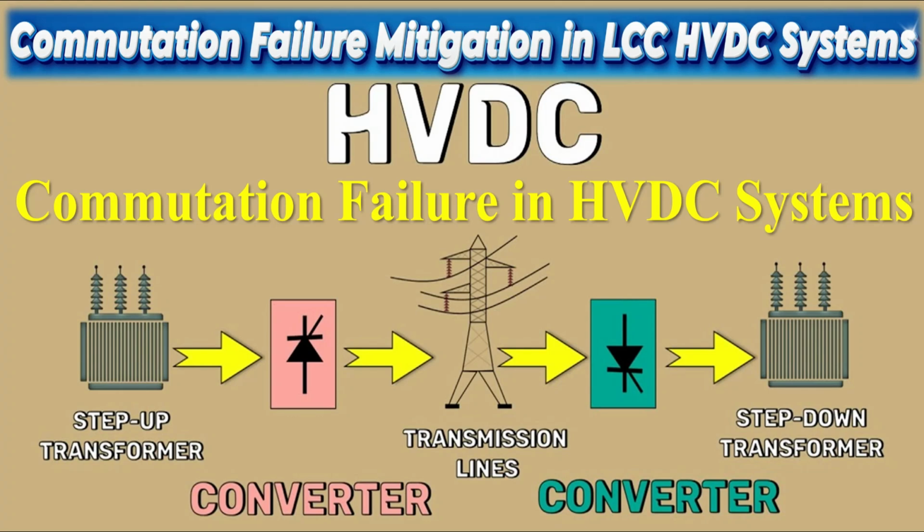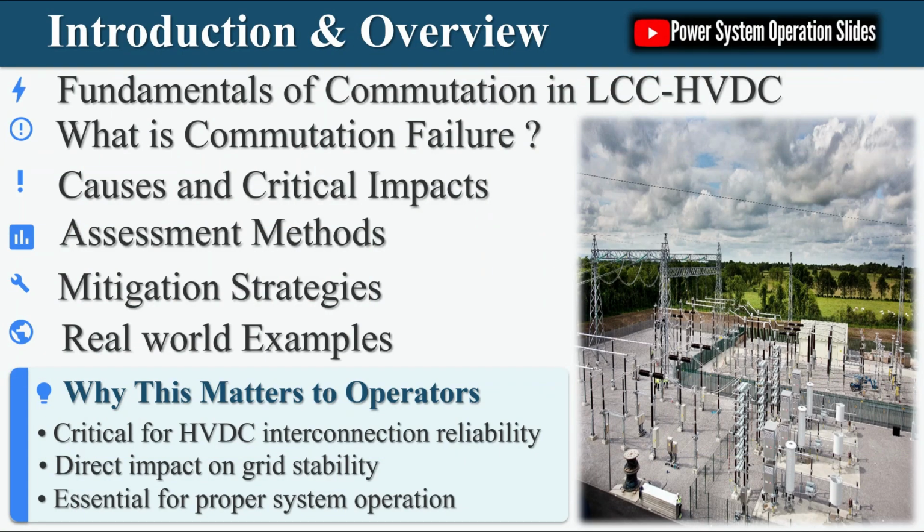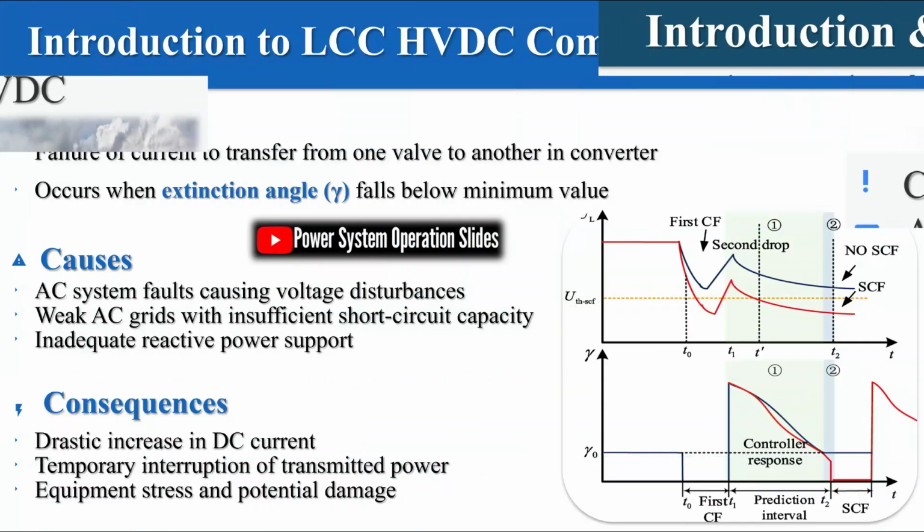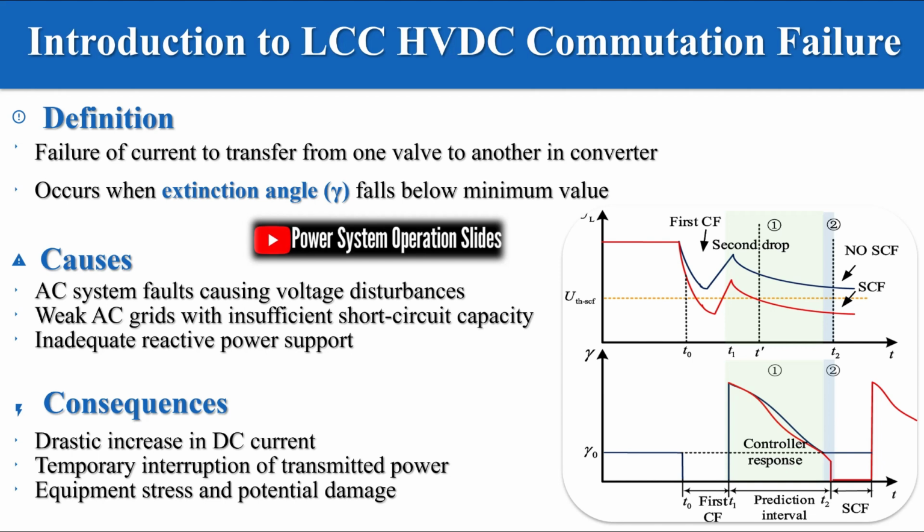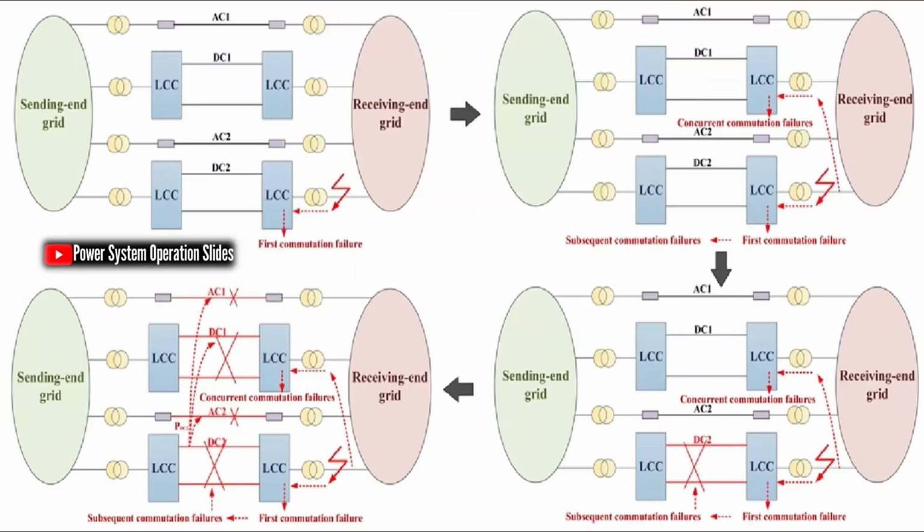High voltage direct current, HVDC, transmission systems have become critical infrastructure in modern power grids, enabling efficient long-distance power transmission and interconnection between asynchronous AC systems. Among the various HVDC technologies, Line-Commutated Converter, LCC, HVDC systems using thyristor valves remain widely deployed for bulk power transmission due to their efficiency and cost-effectiveness.